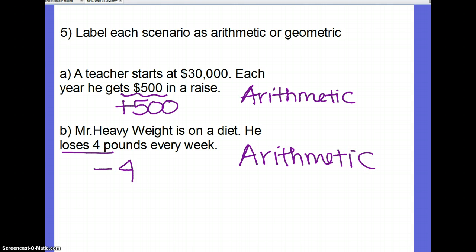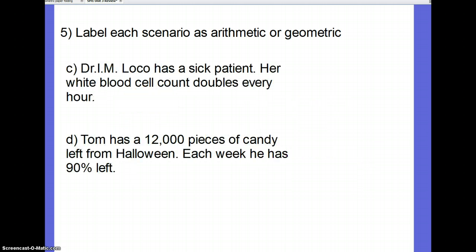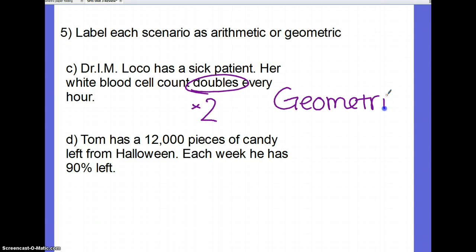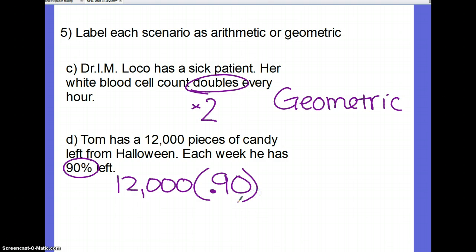Next one. Dr. I am Loco has a sick patient. Her white blood cell count doubles. Doubles is mathematically multiplying by 2, so that is geometric. Tom has 12,000 pieces of candy, and he has 90% left every day. That would be the same as taking 12,000 and multiplying by 0.90 or 90%. Anytime you have a percent, this will be geometric every single time. Percents are geometric, it's going to multiply.